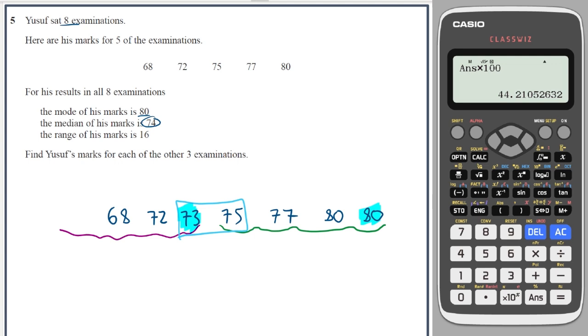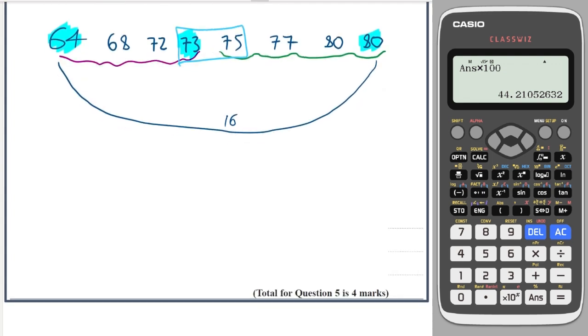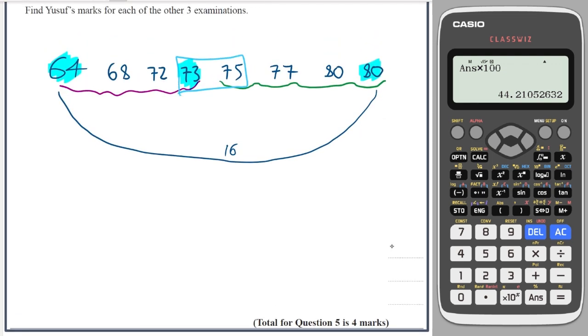Now there's one more I need to add in, and I suspect that the range of marks is going to help us here. Because from 80 all the way back to the smallest one, there must be a gap of 16, so therefore this one must be 64, and I think that works. That has all 3 of our numbers added in, and everything is satisfied. So the answers are 64, 73 and 80.